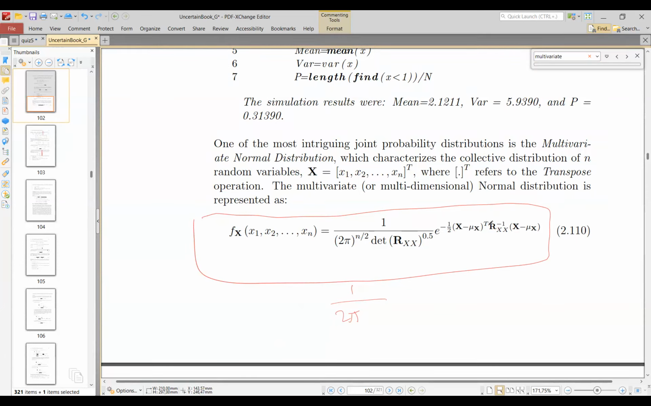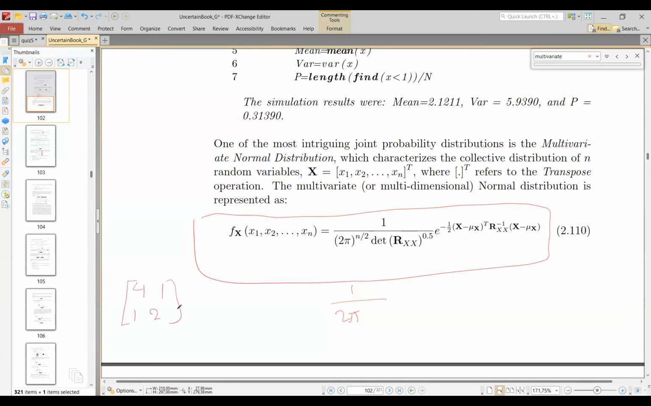What does that mean? The first thing, let us find the determinant of Rxx. Rxx was given as [4, 1; 1, 2]. What is the determinant? You multiply the main diagonal minus the off diagonal. So it will be 4 times 2 is equal to 8, 8 minus 1 equal to 7. So the determinant equal to 7. So this will be 2π multiplied by square root of 7, because here you have the power 0.5.